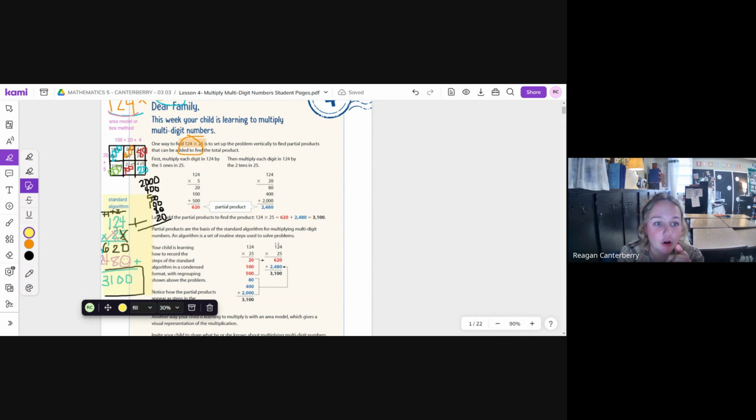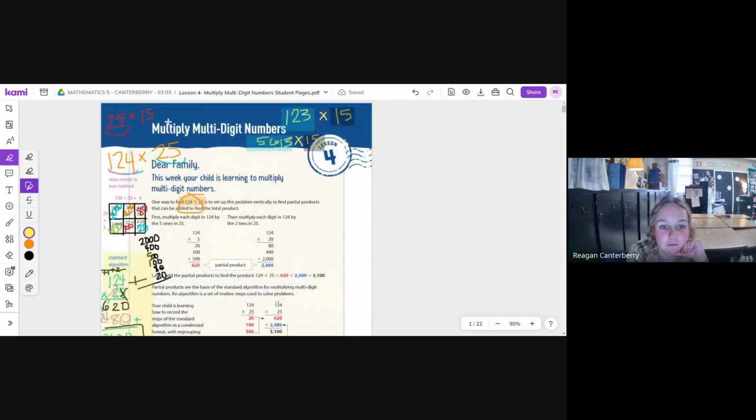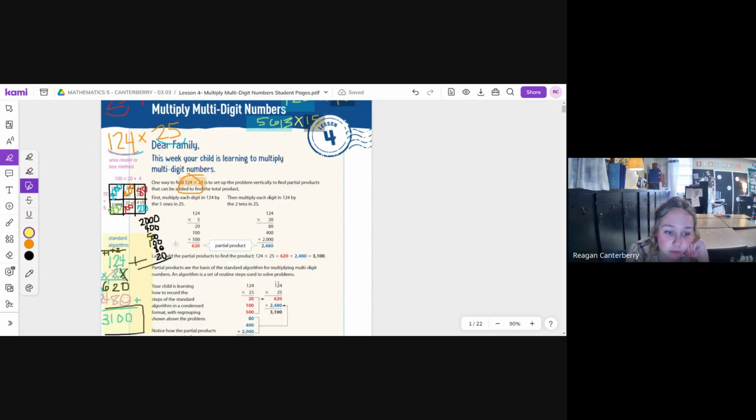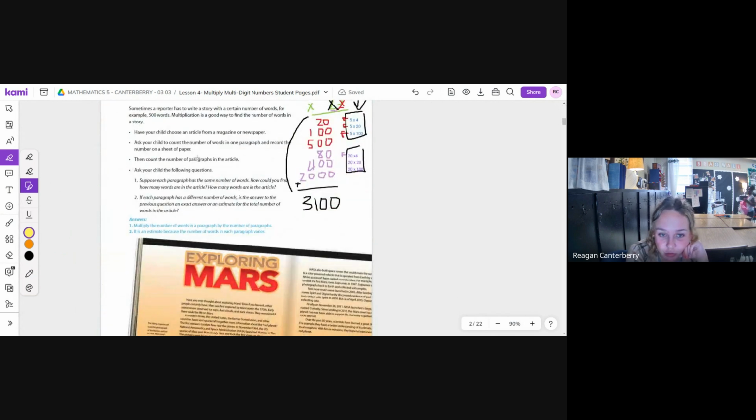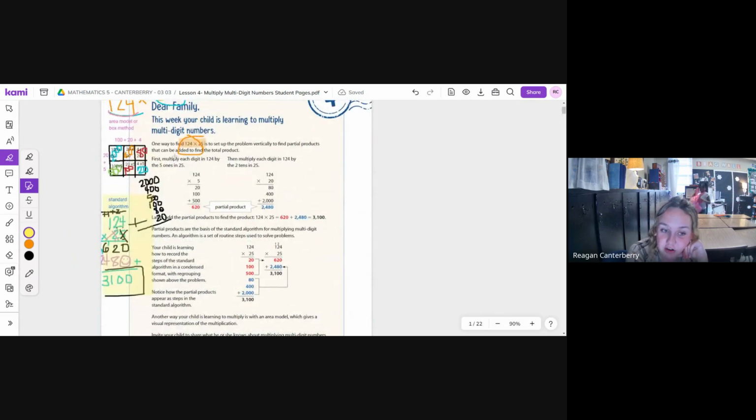So that it doesn't matter if it's the box method or partial products or standard algorithm. They get to pick which one they like the most, and that's what I'm going to help them practice. So that's what we'll be doing this week, problems just like this. I'm not going to push one strategy on them over the other. Whichever one they choose, that's what I'll help them with.